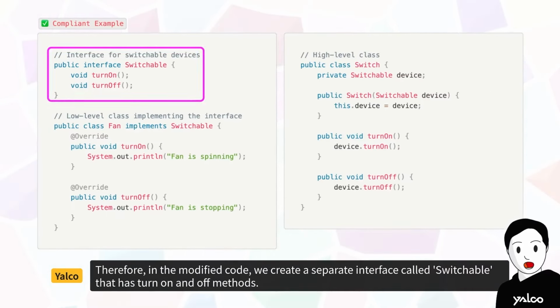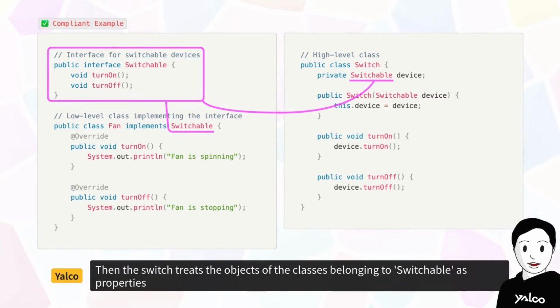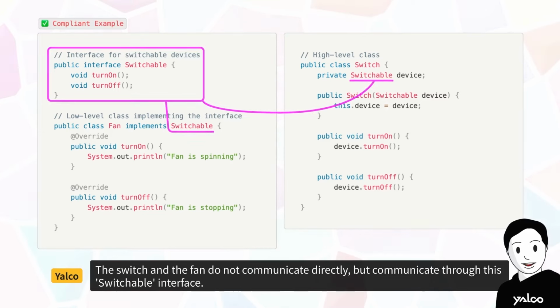Therefore, in the modified code, we create a separate interface called switchable that has turn on and off methods. And the fan implements this interface, becoming part of the switchable category. Then, the switch treats the objects of the classes belonging to switchable as properties and executes their turn on, turn off methods internally. The switch and the fan do not communicate directly, but communicate through this switchable interface.